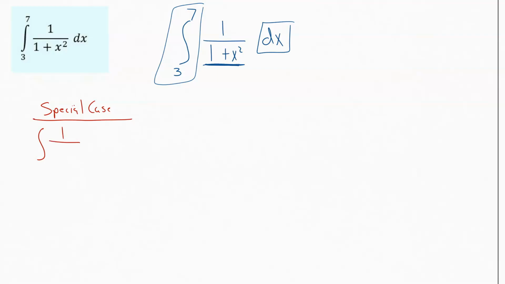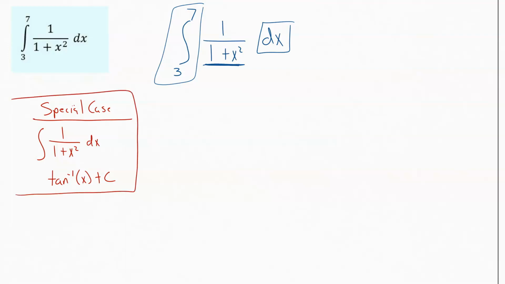So we have 1 over 1 plus x squared. If you see that, that came from the inverse tangent. So this would be tangent inverse of x plus c. That would be our result. I always put my special cases in indefinite integral forms with that plus c on them. We won't worry about that when you're doing a definite integral.